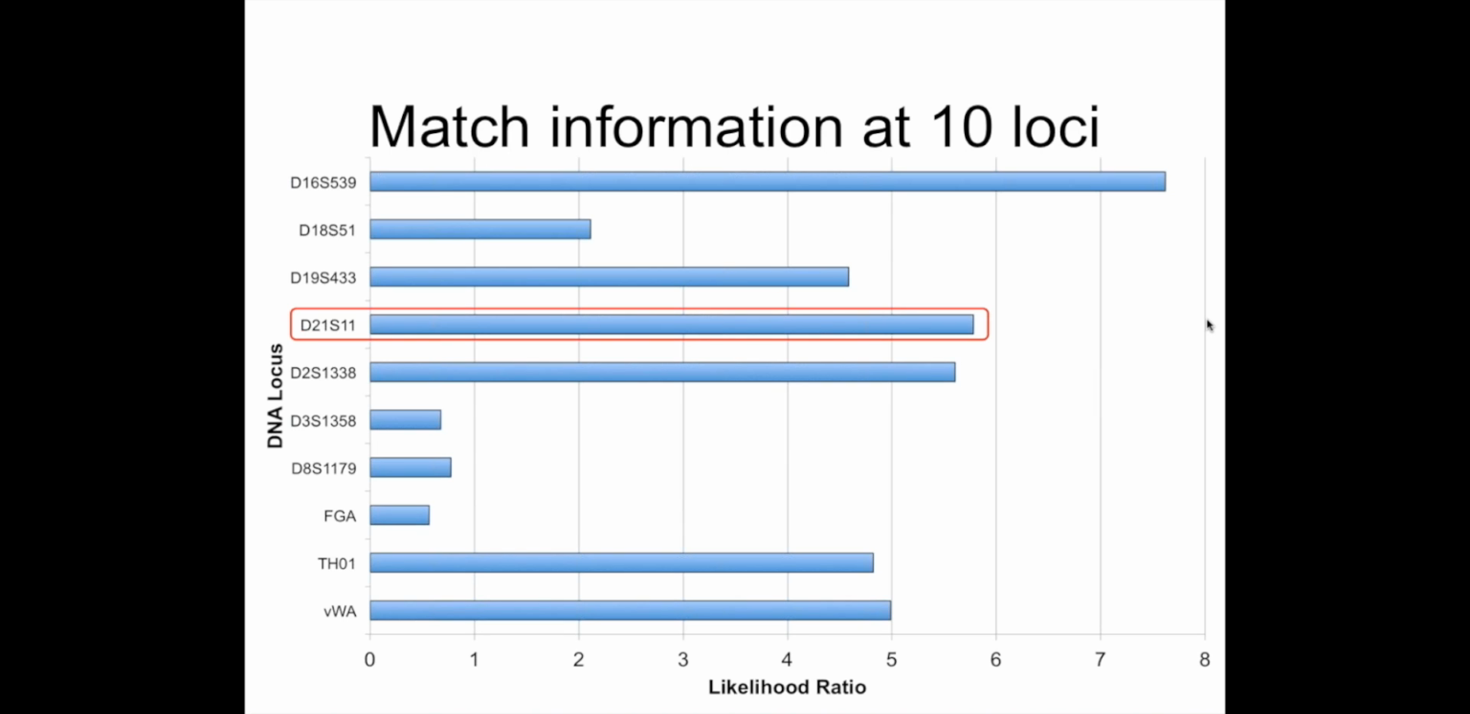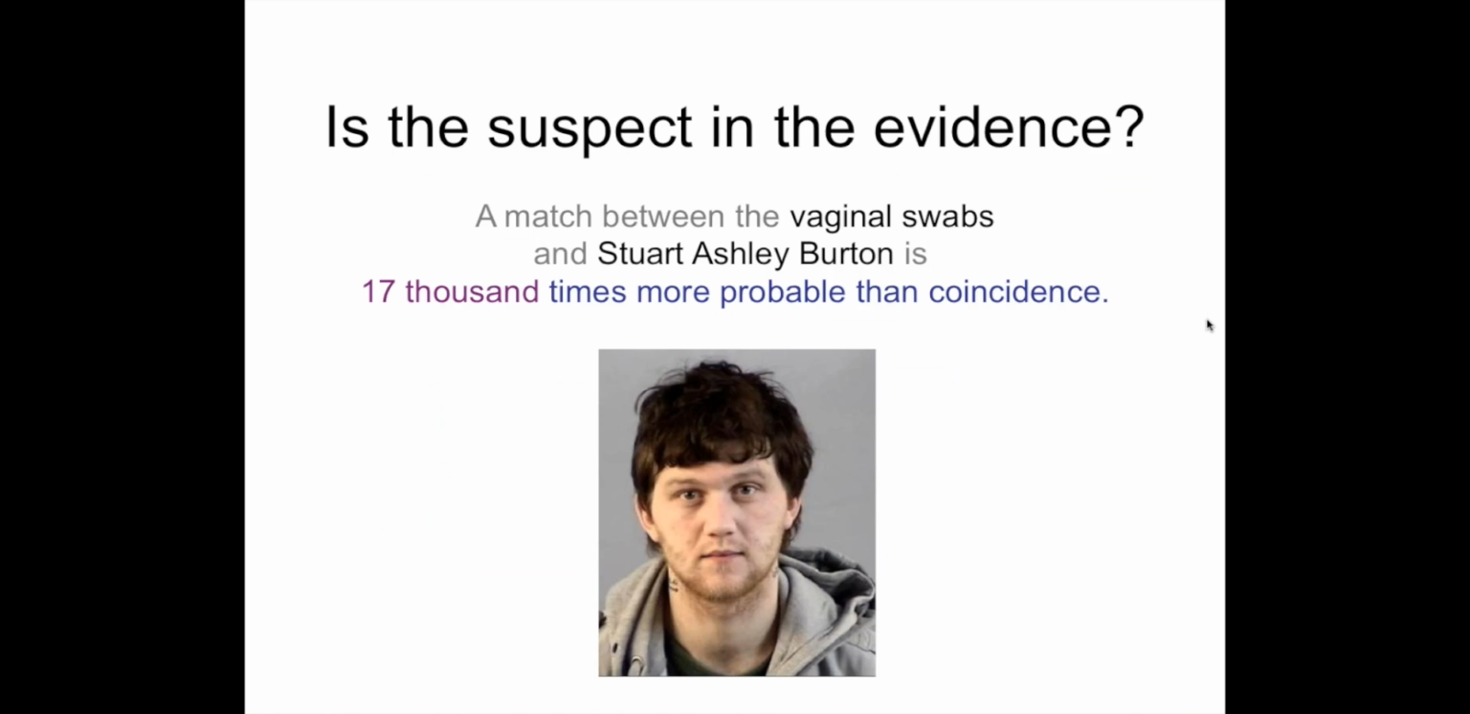But most of the numbers are further to the right, and when they're multiplied together, numbers like 7 times 2 times 4 times 5 and so on, accounting for all the data and not picking and choosing but multiplying all 10 numbers together, we arrive at an answer to the question: is the suspect in the evidence? And we can report, as we did, that a match between the vaginal swabs and Stuart Ashley Burton is 17,000 times more probable than coincidence.